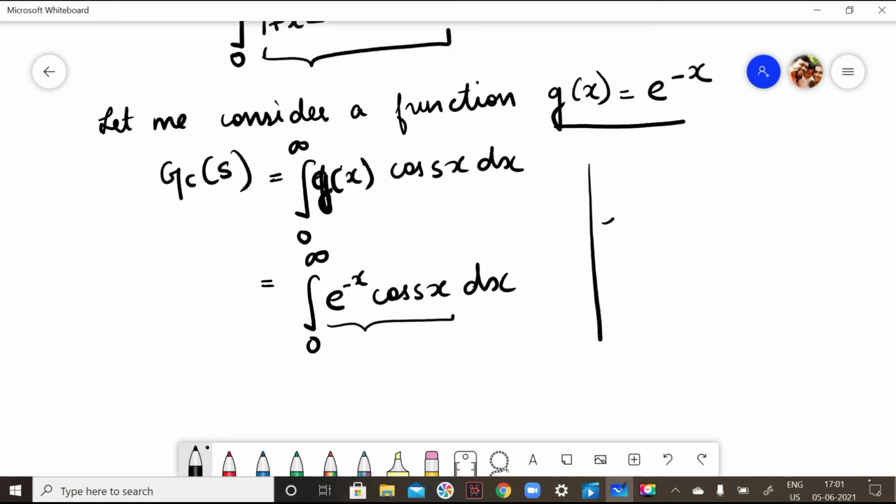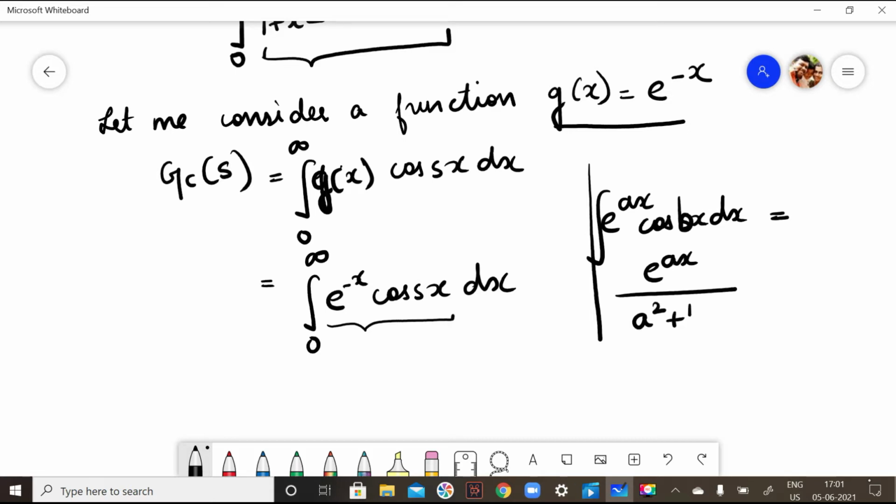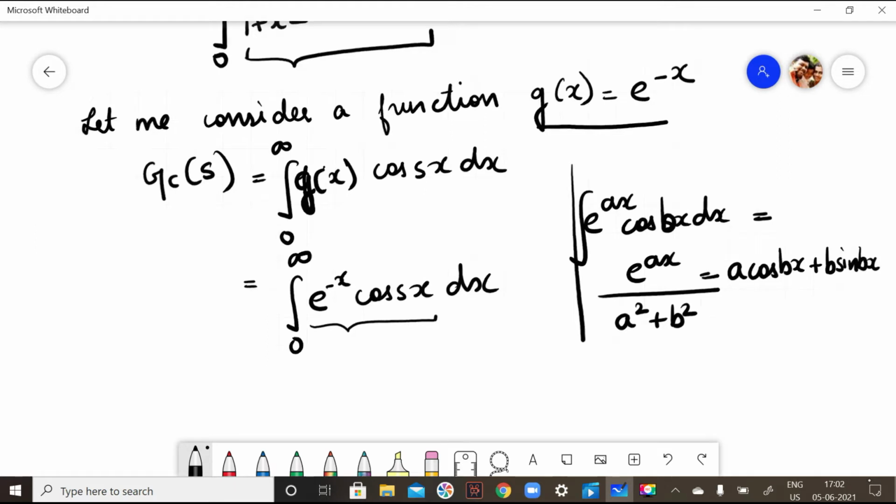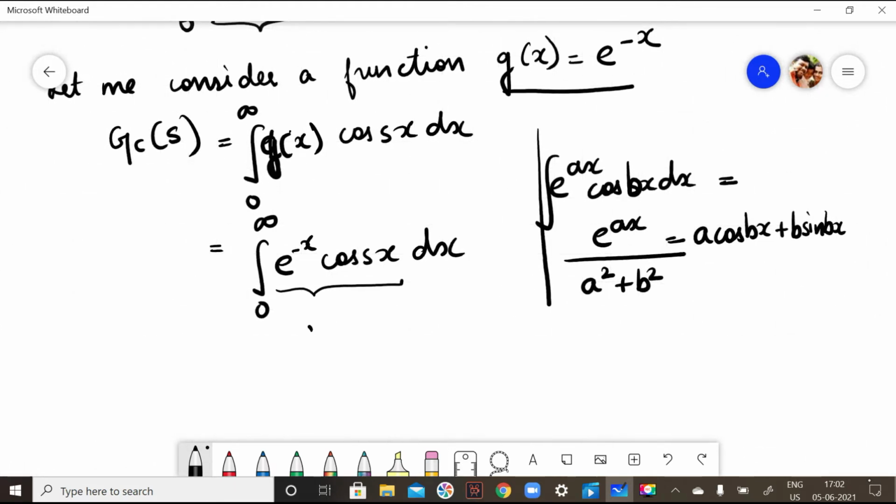So what is the formula? The integral of e to the power ax cos bx dx is equal to e to the power ax by a squared plus b squared, into a cos bx plus b sine bx. Here b is a generalized term. Now when I compare, instead of a I have minus 1, and instead of b I have s.